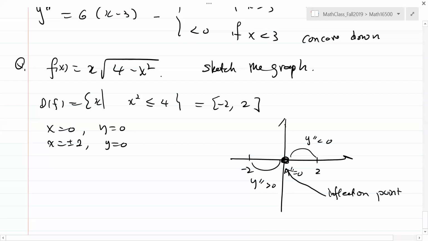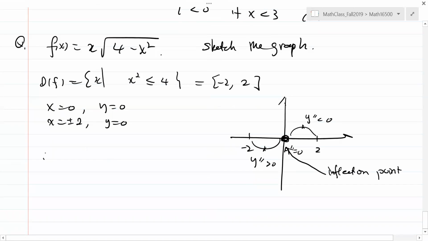So before I do any calculation, I need to know this. If I'm able to find the two critical numbers, then I can tell where the graph is increasing and where the graph is decreasing. So the only thing I need to do for this problem is find these 2 points. Then I need the derivative. I should get 2 symmetric numbers. So f of x equals x times (4 minus x squared) to the 1/2.